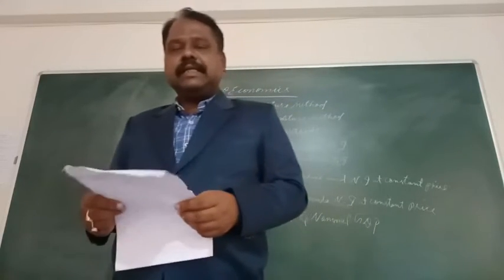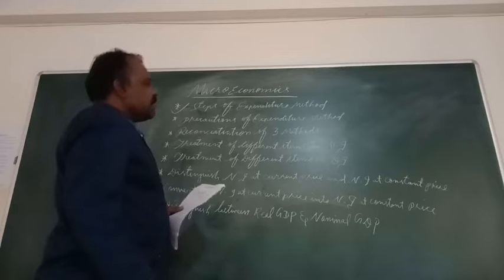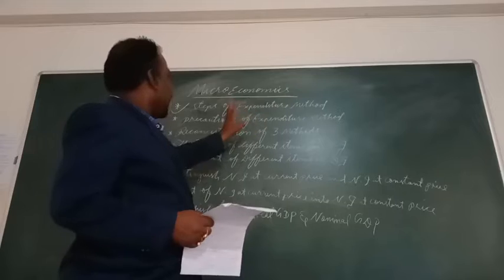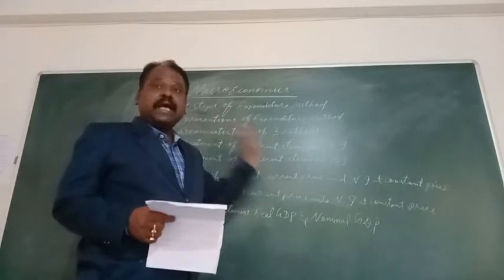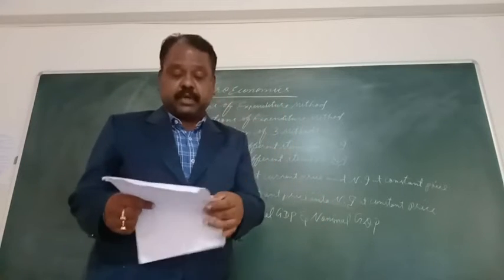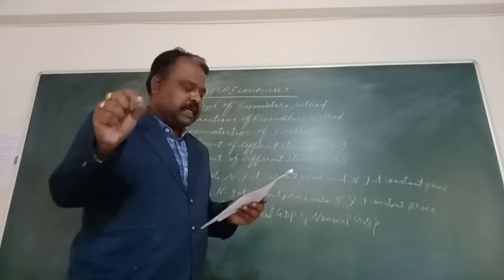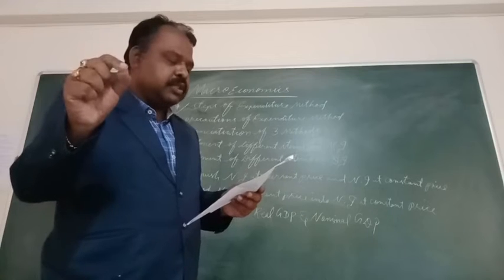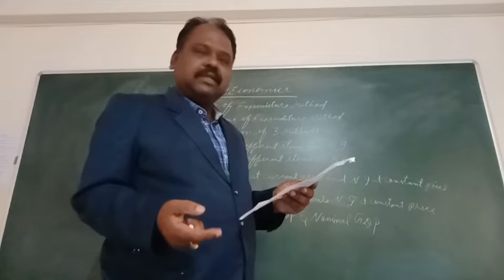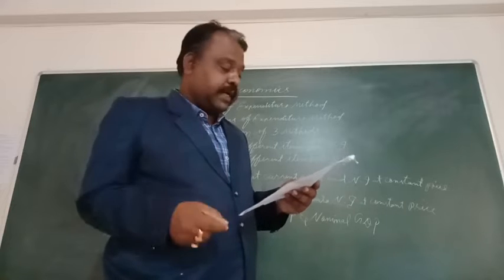Now the next point is the precautions of the expenditure method. When we compute national income through the expenditure method, it has some limitations. We have to take care of what should not be included and what should be included. These are the precautions for us. First, we should not include expenditure on intermediate goods. Second, transfer payments like pension, scholarship, gift should not be included.